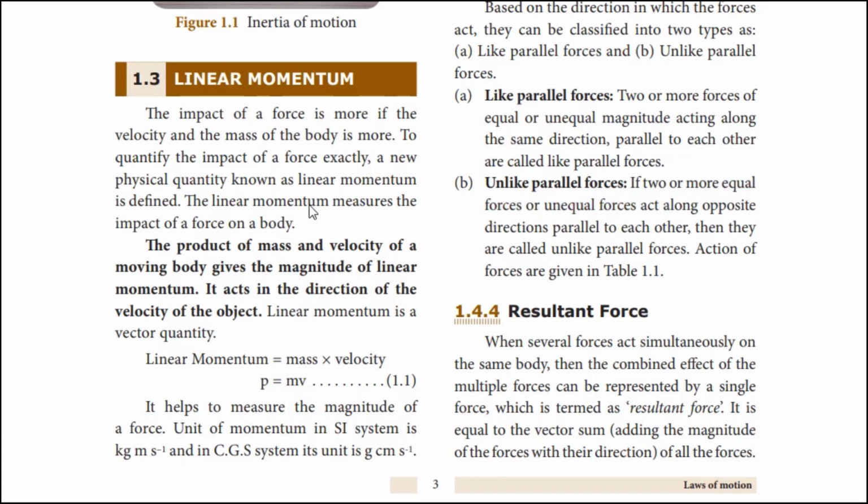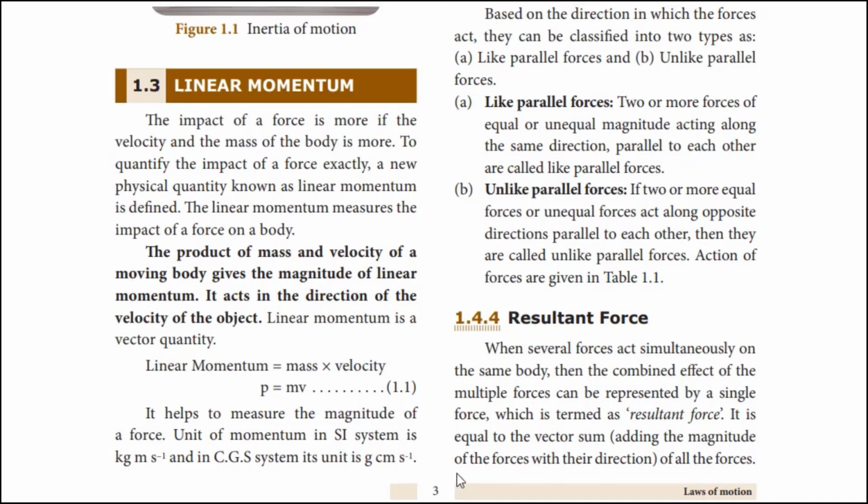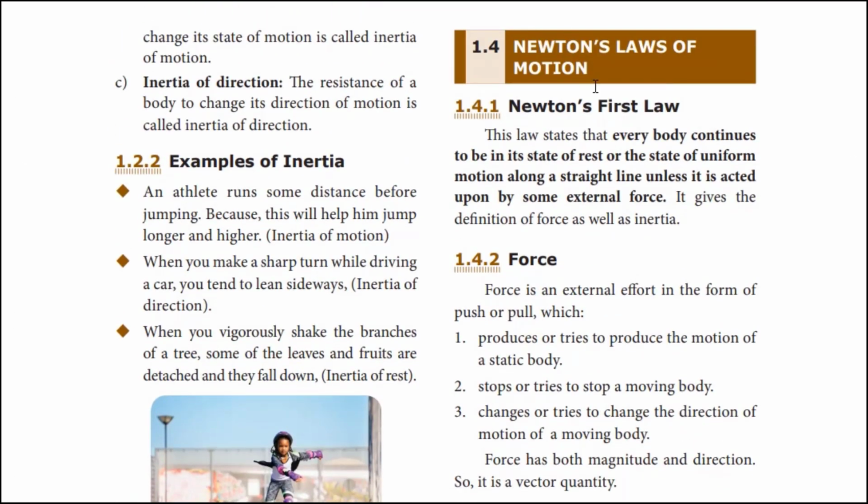I'll repeat once again what is linear momentum. Linear momentum is defined as the product of the mass and velocity of the moving body. P is equal to mv. What is Newton's first law? Newton's first law states that every body continues to be in its state of rest or of uniform motion unless it is acted upon by some external forces.